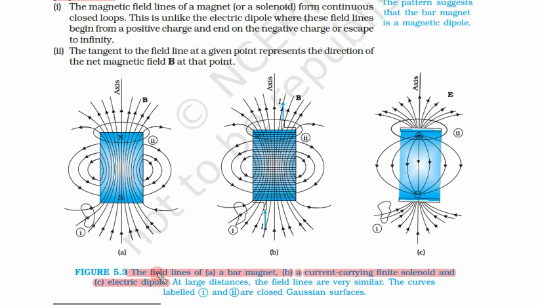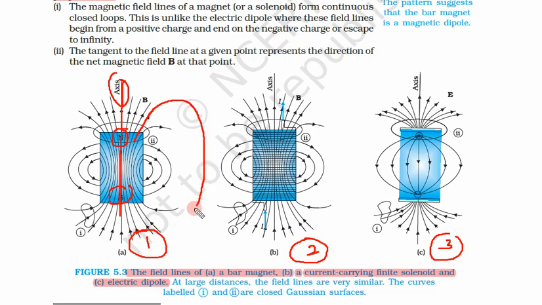Here the first one is a bar magnet. This is a current carrying solenoid, and this one is an electric dipole. Here you can see the pattern of the magnetic field. This is the axis of the magnet. This is the south pole, this is the north pole of the magnet. The field lines come out of the north and go back into the south. Similarly here, but it is quite opposite to the magnetic field of the earth, that we know, because the earth's north and south are opposite.